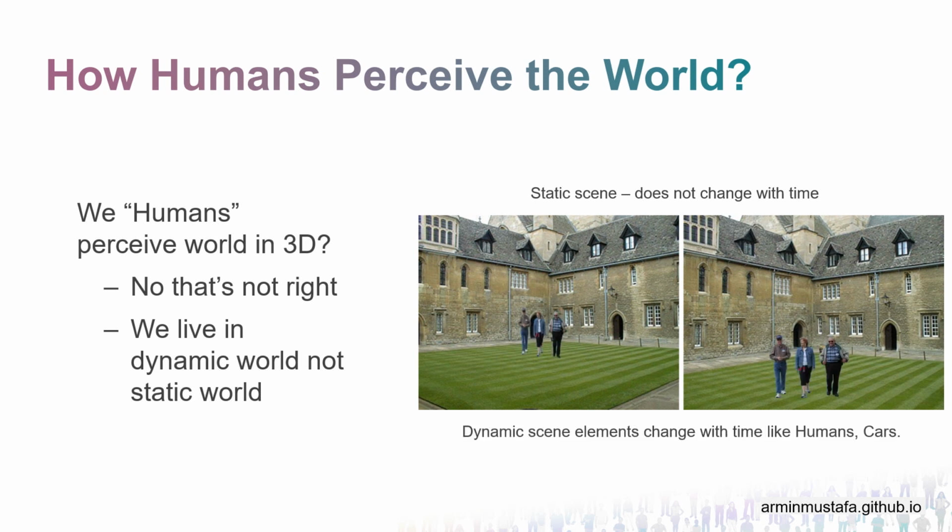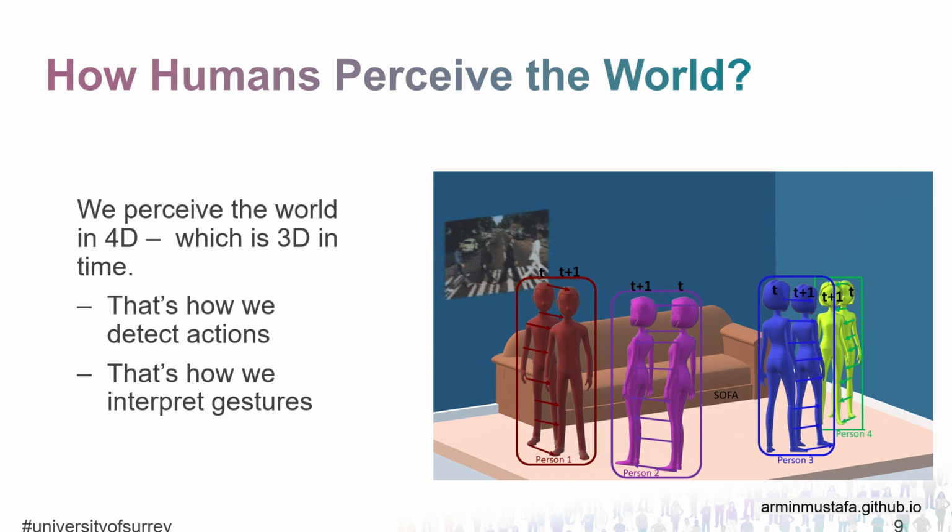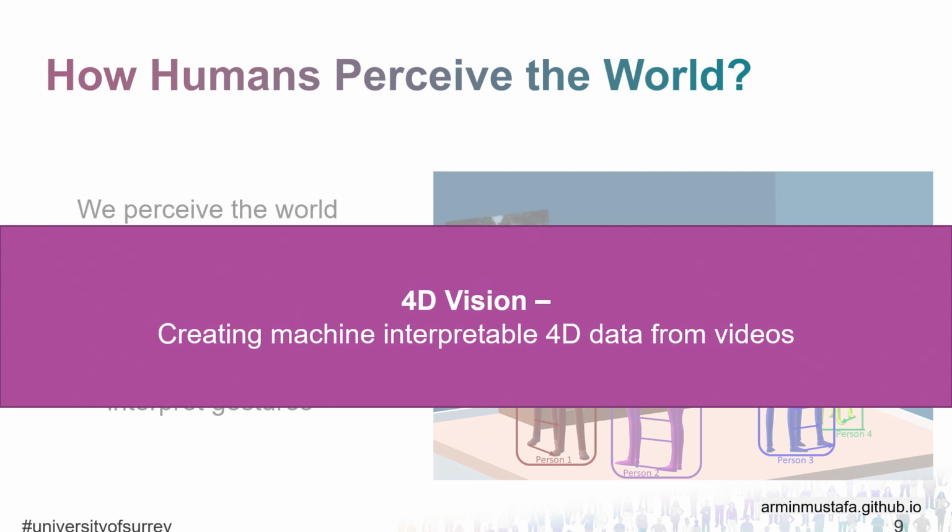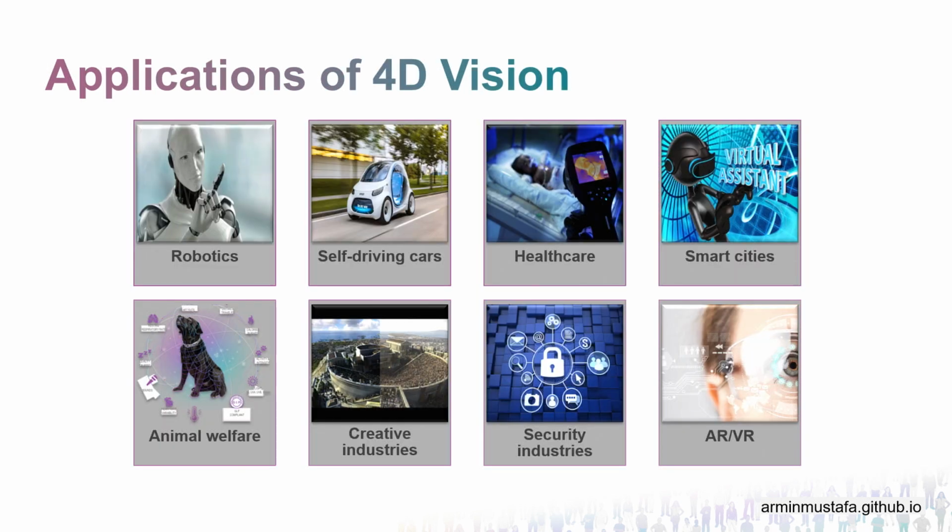But dynamic scene elements, for example, humans and cars, can change their location and their shape in time. So we perceive the world in 4D. 4D is 3D plus time information. That's how we detect actions, and how we interpret gestures and so on. So what is 4D vision? 4D vision is creating machine interpretable 4D data from input videos.